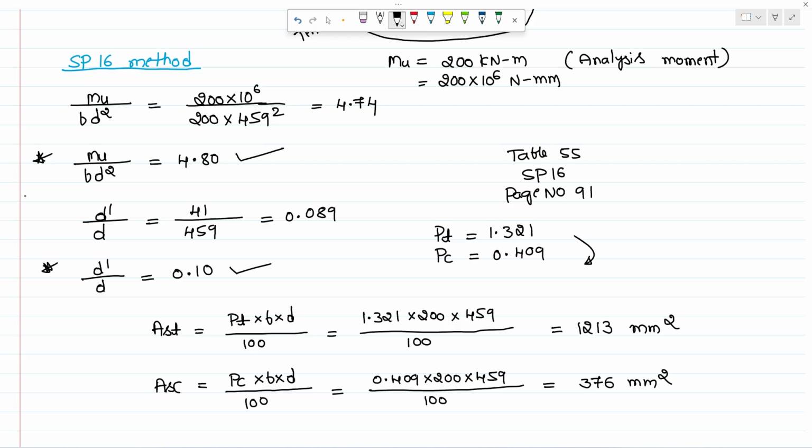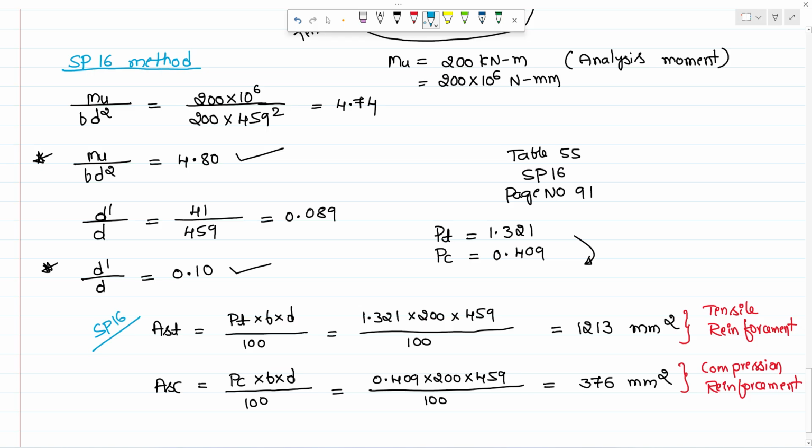So from SP16 method, you will directly get area of tensile reinforcement and area of compression reinforcement. This is your tensile reinforcement, and this is your compression reinforcement. So this is your SP16 method.